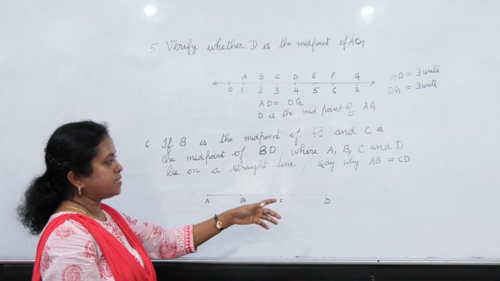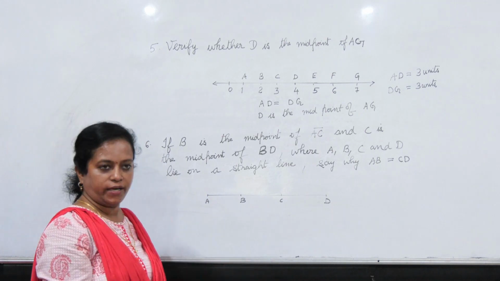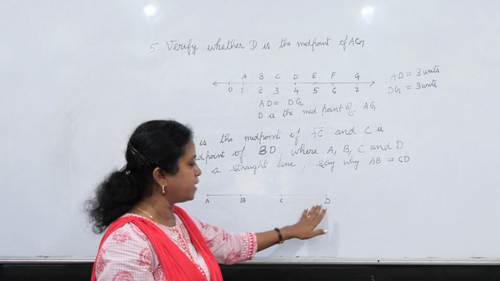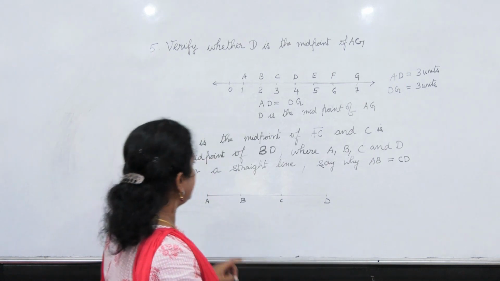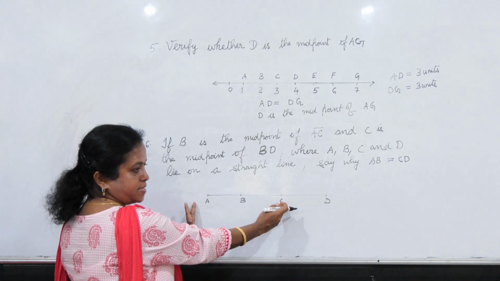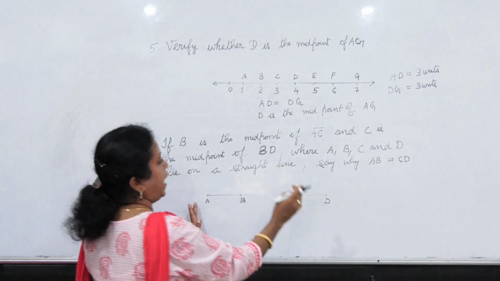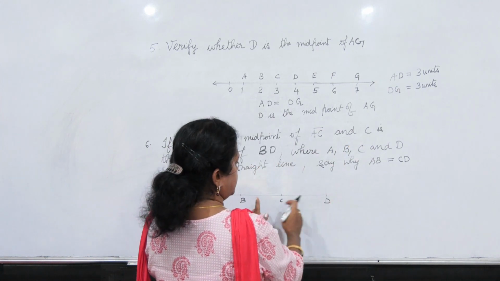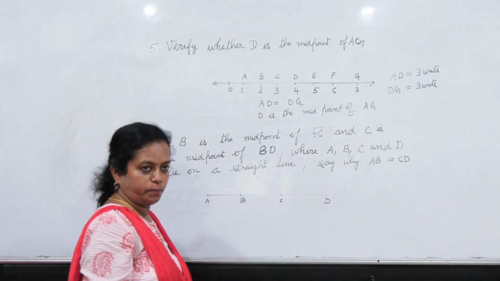Where A, B, C and D lie on a straight line. You can see all the points are on the straight line, A, B, C and D. Let's understand the question once again. B is the midpoint of AC. If you take AC, B is the midpoint, and C is the midpoint of BD. This point C is the midpoint of BD.